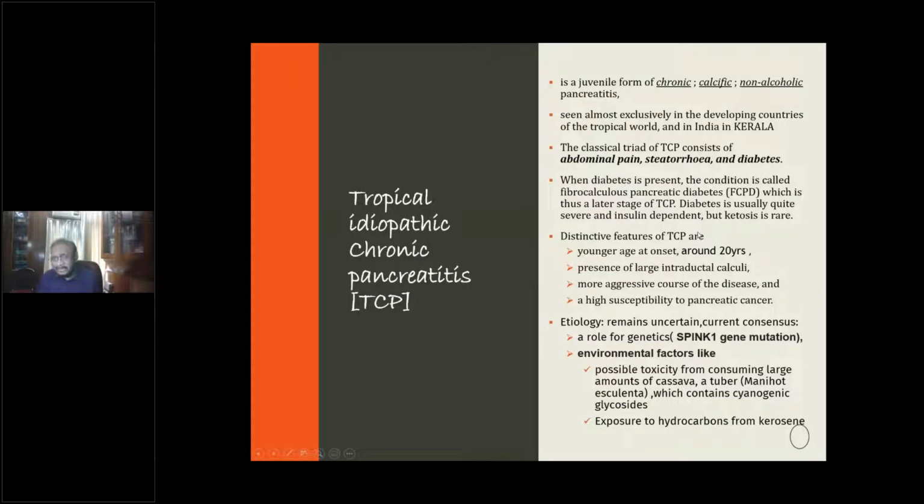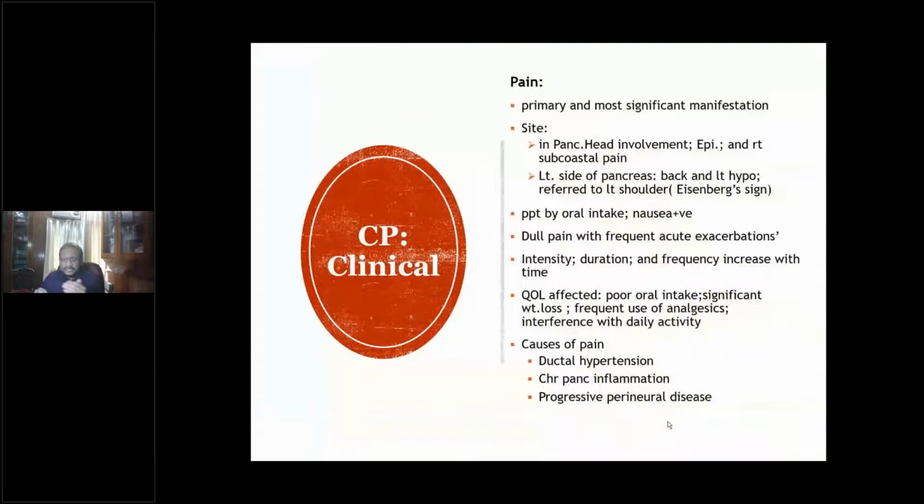Why does it develop and why only in Kerala? Number one, it could be genetic, SPINK1 gene mutation, or more important, probably environmental factors. And these environmental factors are dual. Number one, possible toxicity from consuming large amounts of cassava, which is a tuber that contains cyanogenic glycosides, and exposure to hydrocarbons from kerosene and like fuels, right? So these are probably the two reasons that they've zeroed in on as the causes of chronic pancreatitis, especially tropical chronic pancreatitis.